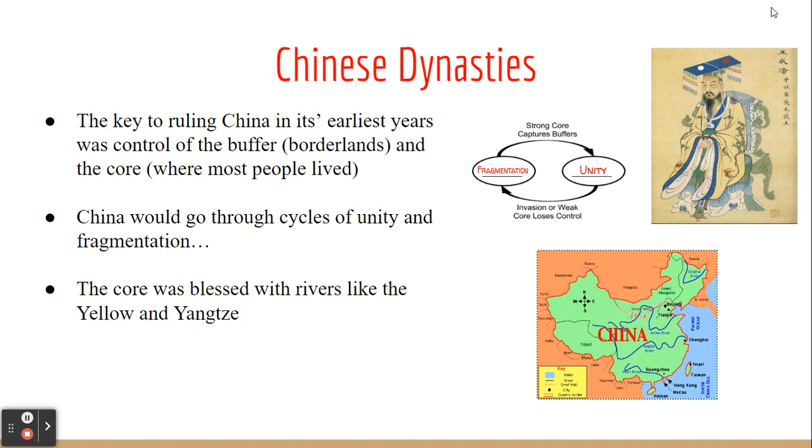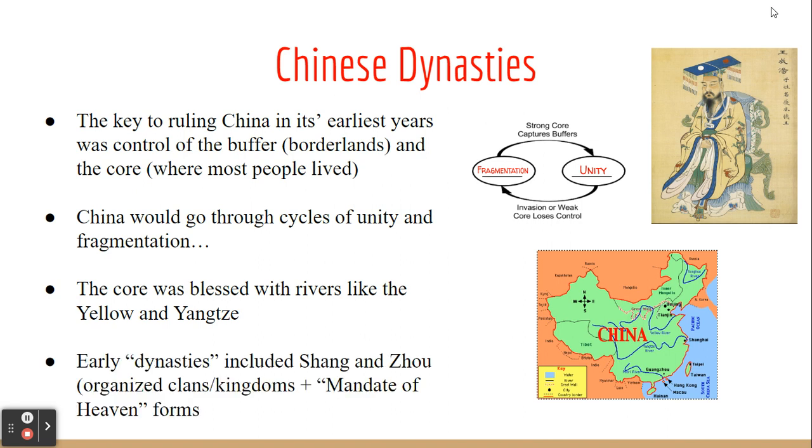I did just mention it, but the core, if you've heard of these, was blessed with rivers like the Yellow and Yangtze. So they had that in common with the Tigris and Euphrates rivers that made up Mesopotamia. And you'll learn about the Nile River with Egypt next unit. So China had its geographical benefits, but they always had trouble with the cycles of unity and fragmentation.